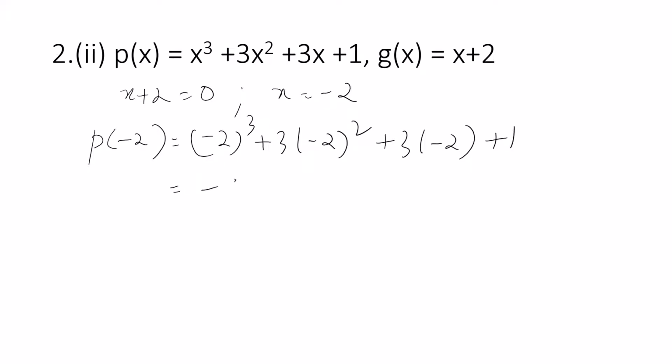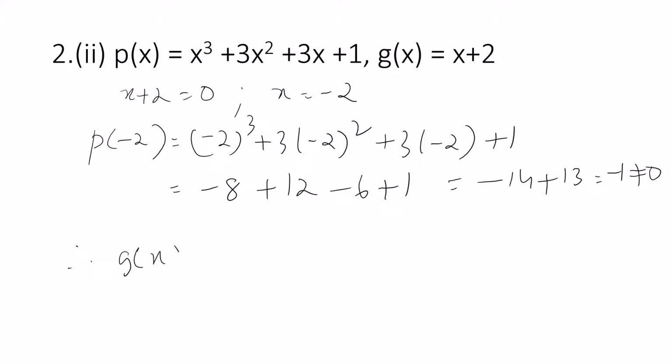So we'll get minus 8 plus 4 into 3, 12, minus 6 plus 1. So minus 8 and minus 6 will give you minus 14, 12 plus 1 is 13, and this is equal to minus 1, and that is not equal to 0. Therefore, we can say g of x is not a factor of p of x.